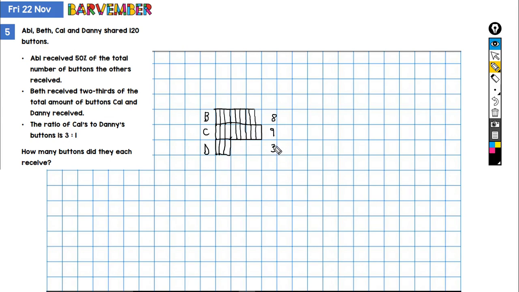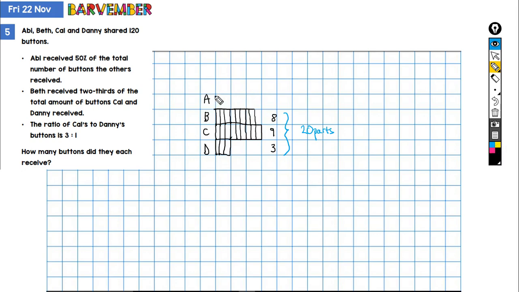Okay, so, and why is this important? Because we need to figure out what Abby has. Abby has 50% of the total number of buttons that the others received. So what did the others receive? Well, let's just use another colour just to make things a bit prettier. What's this going to be? This is going to add up to 20 parts. I'm going to write 20 parts. There we go. So Abby has half of 20, which is 10.